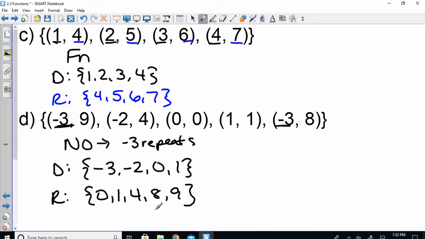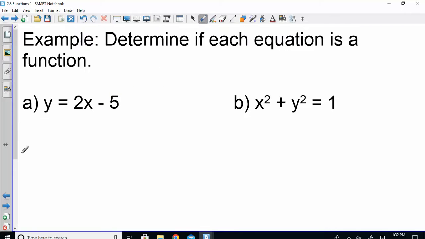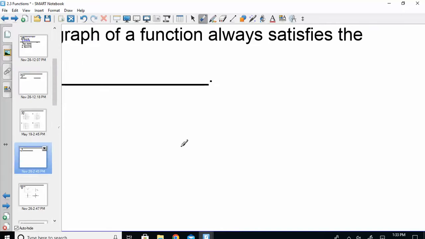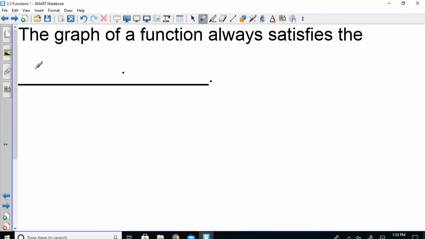Okay, so we might also see functions, and more often, represented with an equation. So I want to decide if these are a function. What are my options? Look at a graph. How would you know from the graph? Vertical line test. Do you guys remember that? Since you said it, I'm going to jump ahead a couple slides. The graph of a function always satisfies the vertical line test.